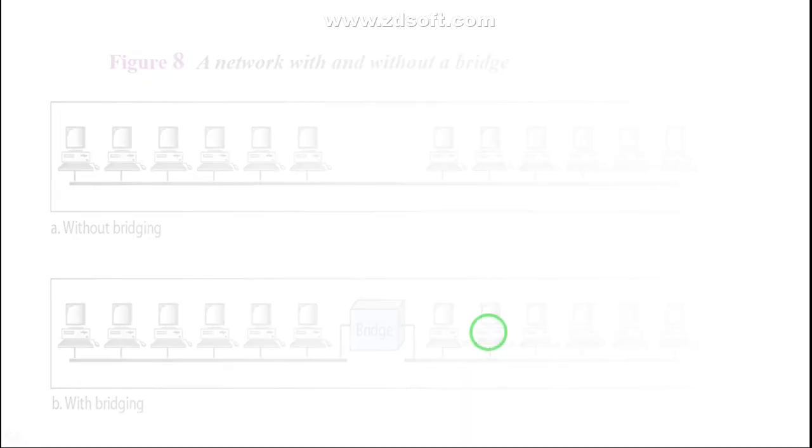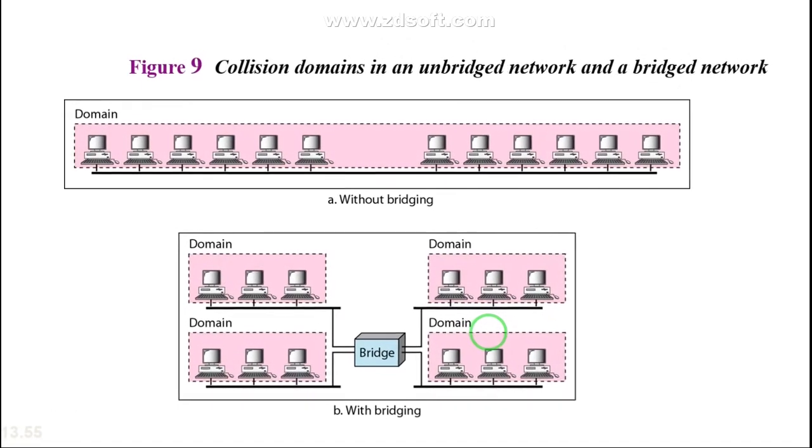Now, if we talk about separating collision domains, this is another advantage of a bridge. It is the separation of the collision domain. See the collision domain without bridging, and this is with bridging. You can see it over here.